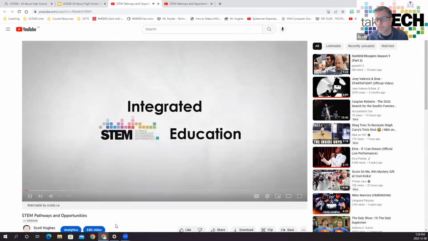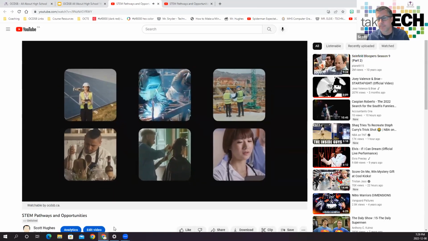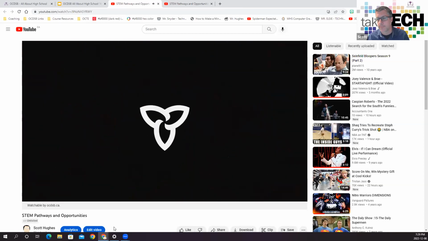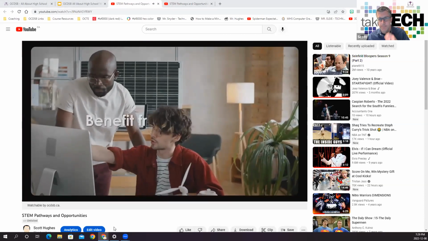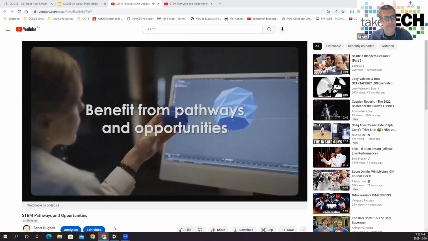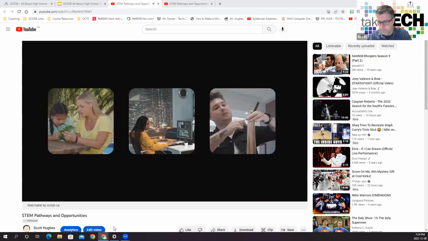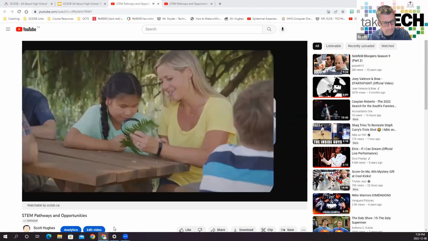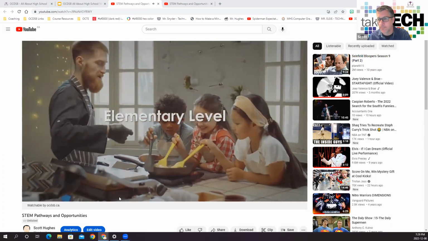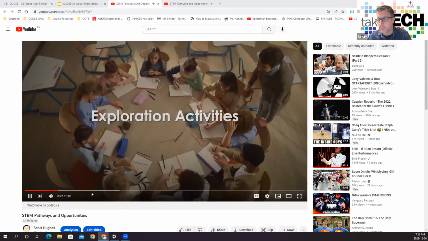Integrated STEM education opens the door to many different careers for students of varied interests. Within Ontario, students can benefit from pathways and opportunities available to them, from elementary to secondary school, post-secondary, and the world of work. Starting at the elementary level, students can begin their learning through STEM exploration activities.